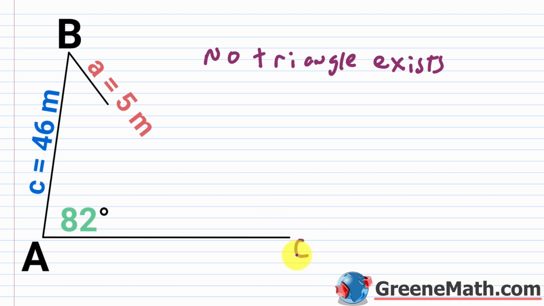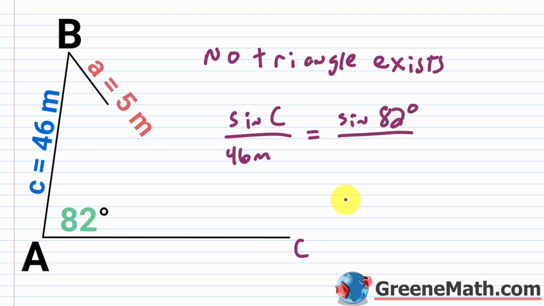So if there was a triangle, angle C would be somewhere over here. And I would just say, okay, well, the sine of C over the length for the side C, which is 46 meters, would be equal to the sine of my angle A that's given, in this case 82 degrees, over the length that's given for this side A, which in this case is 5 meters.